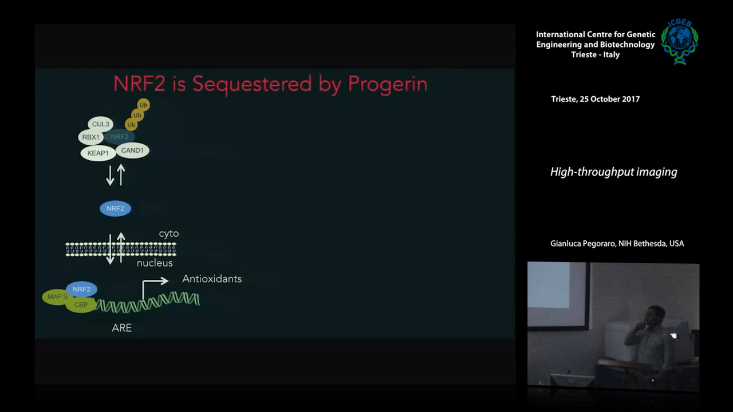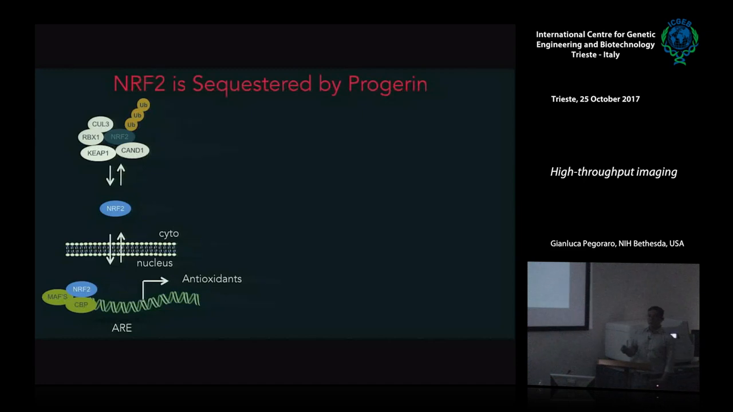This is where Nard scoured the literature and found that CANDY-1 is part of a multi-protein complex, including KEAP1, RBX1, and CUL3. It's actually an E3 ubiquitin ligase complex, and one of the main targets of this complex is the NRF2 transcription factor. In normal conditions, in the absence of proteotoxic or oxidative stress, this protein complex ubiquitinates NRF2 and targets it for proteasomal destruction, so the levels of NRF2 are low.